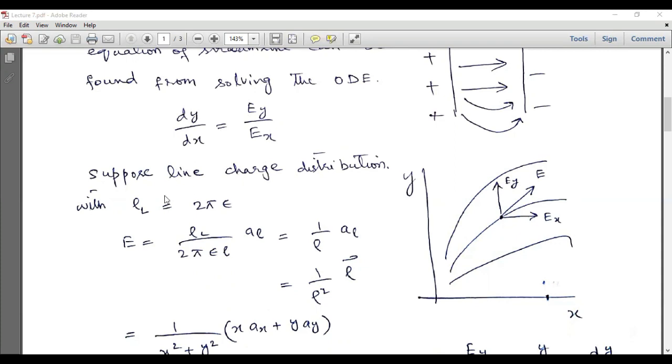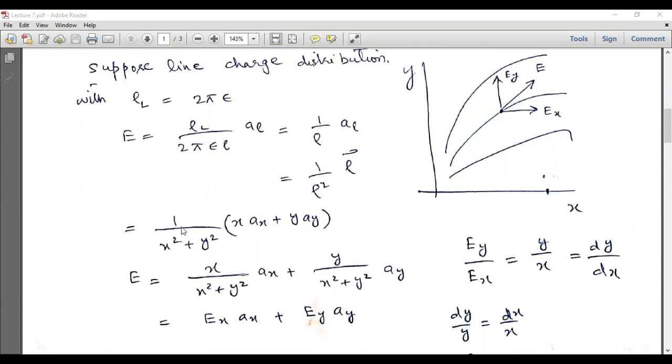So suppose we have a line charge distribution, and for simplicity, we have assumed that the line charge density is equal to 2 pi epsilon. And for line charge, we know that E is equal to rho L over 2 pi epsilon rho a_rho. So by putting this value, E will be equal to 1 over rho a_rho or 1 over rho square rho vector. So this can be written in Cartesian components as 1 over x square plus y square (x ax plus y ay), and E is equal to x over x square plus y square ax plus y over x square plus y square ay. So this component is Ex, this component is Ey, and Ey over Ex will be simply equal to y over x, and this is equal to dy over dx. So dy over dx is equal to y over x, or we can write dy over y is equal to dx over x.